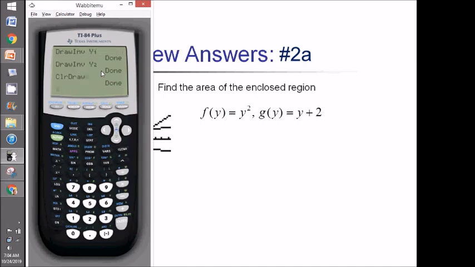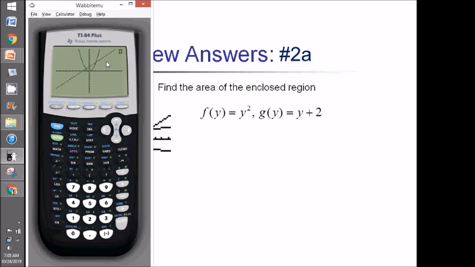I am going to go back to my y equals now, and I'm going to graph y equals x squared and y equals x plus 2. If you want to find out the y values where these functions intersect, you actually just need to figure out the x values where these intersect. They behave the same way in terms of places that they equal each other. So let me go on that graph. I'll do zoom 6 again. So there's my parabola. There's my line.